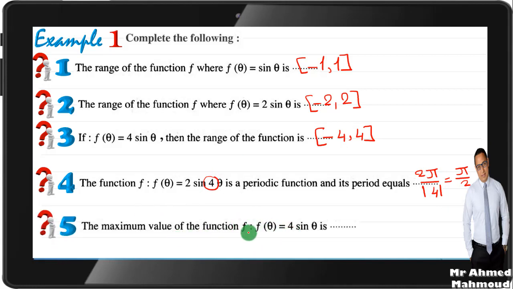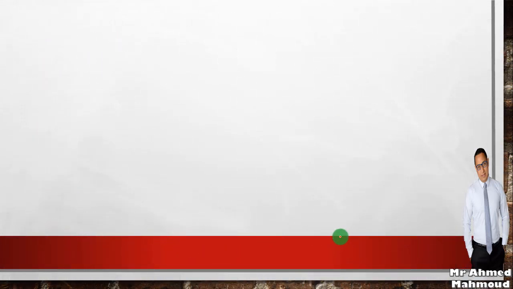The maximum value of the function f of theta equals 4 sine theta. Here the range is from negative 4 to 4, so the maximum value is 4. The next question.